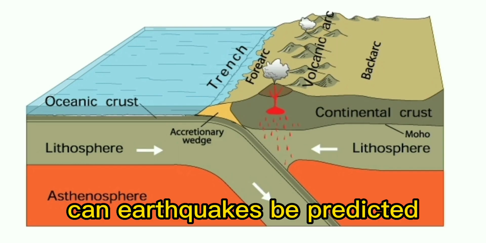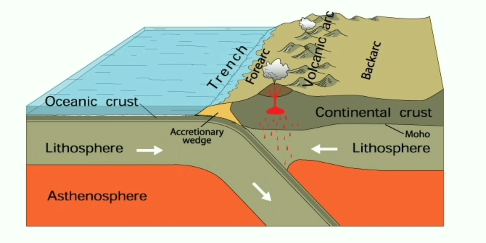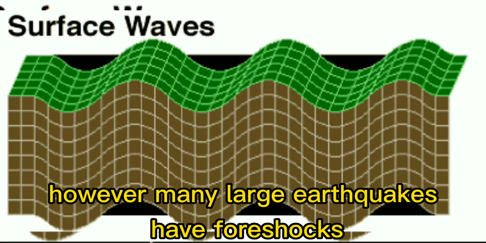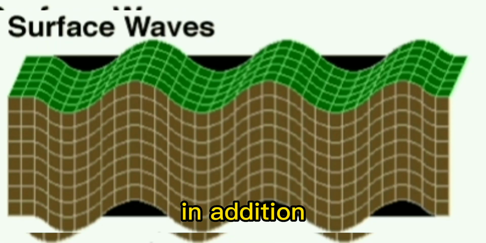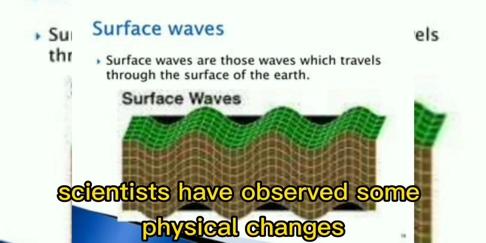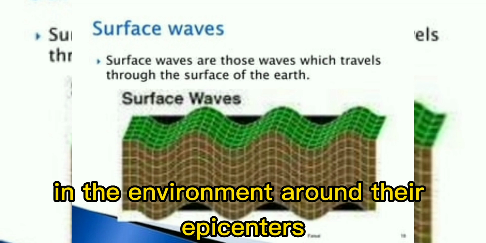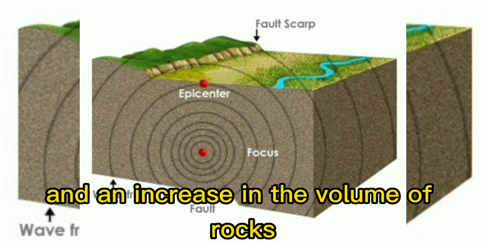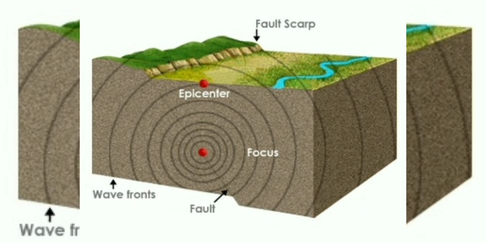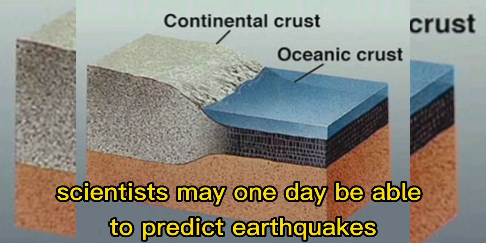Can earthquakes be predicted? Unfortunately, earthquakes cannot be predicted. However, many large earthquakes have foreshocks that tell a large earthquake is coming. In addition, scientists have observed some physical changes that happen before some earthquakes in the environment around their epicenters. These changes include deformation in the crust in the fault zones, and an increase in the volume of rocks. With continuous research, scientists may one day be able to predict earthquakes.